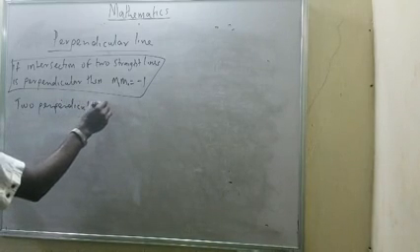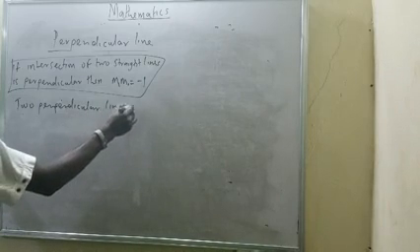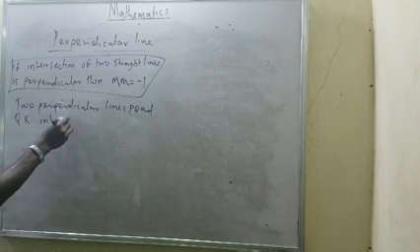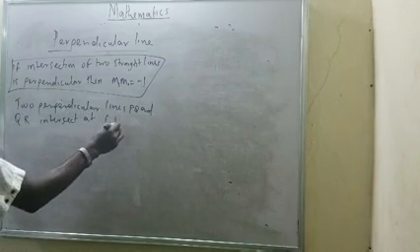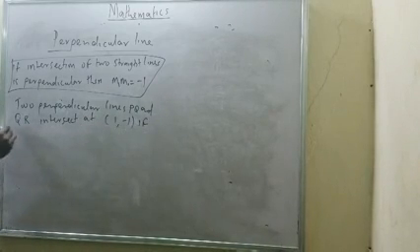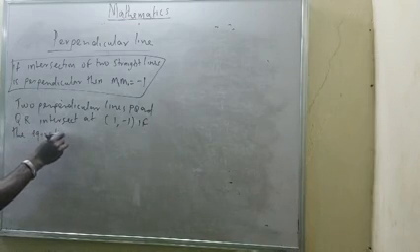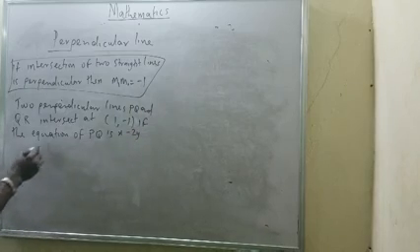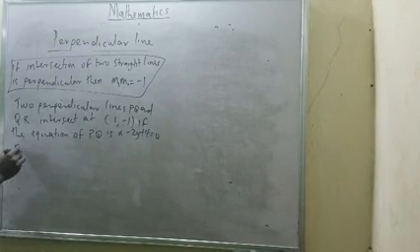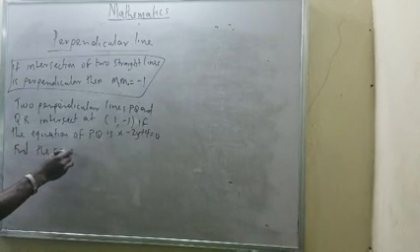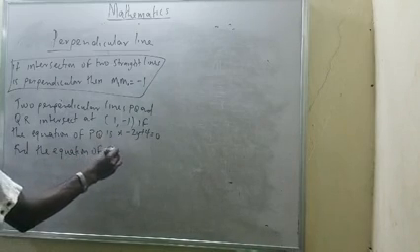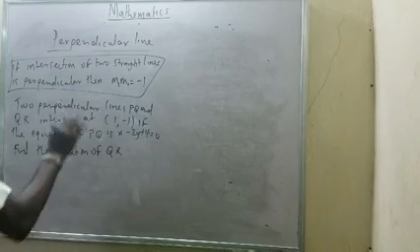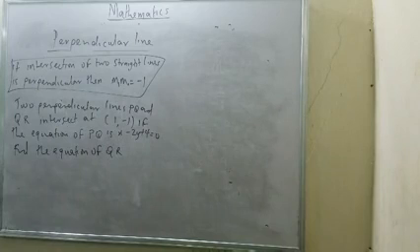Two perpendicular lines PQ and QR intersect at 1, minus 1. If the equation of PQ is x minus 2y plus 4 equals 0, find the equation of QR. Now, this is a very simple equation. I've told you that M1 times M2 equals minus 1, which is a solution to this problem.